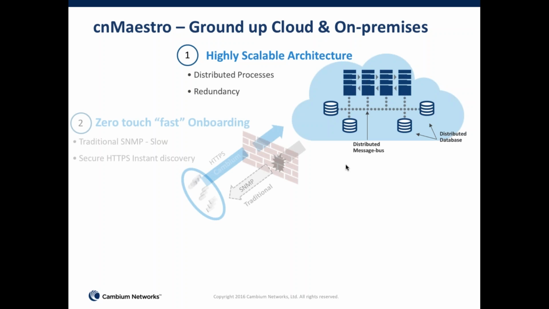The second thing that cnMaestro does is what we call zero-touch fast onboarding. With this architecture, any of Cambium's products that are supported in cnMaestro support this feature. It has the equipment contacting the manager and not the other way around, which is what we traditionally do with traditional SNMP-based management. So it uses a tunneling protocol based on the same protocol that's used in your secure banking transactions, HTTPS, and the equipment can now talk back to cnMaestro.